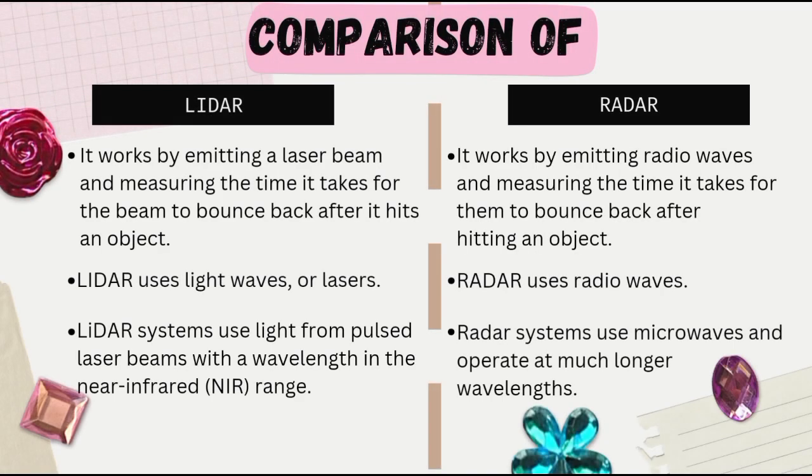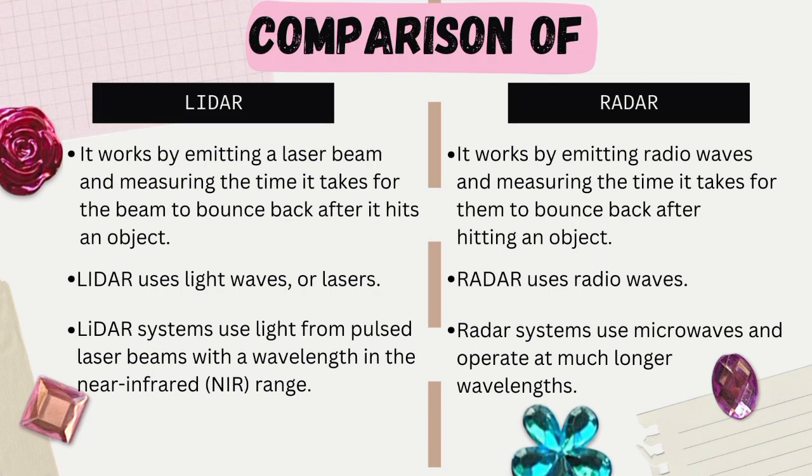Now we are going to see the comparison of LIDAR and radar. LIDAR works by emitting a laser beam and measuring the time it takes for the beam to bounce back after it hits an object. Radar works by emitting radio waves and measuring the time it takes for them to bounce back after hitting an object. LIDAR uses light waves or lasers.